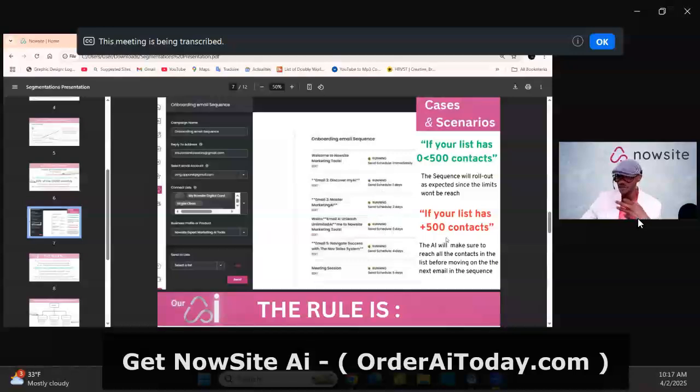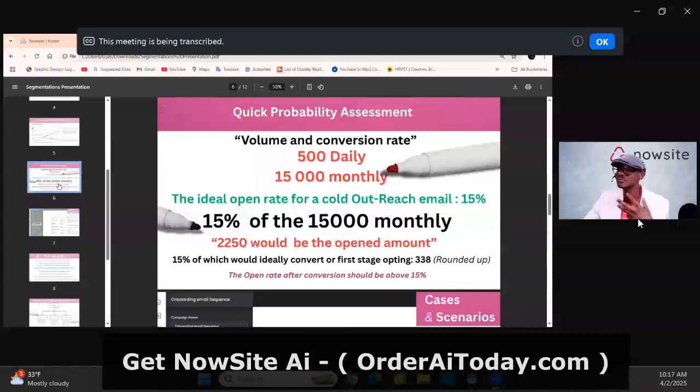When the list is over 500, then what the AI will start doing, since it is bound by these daily limits of 500, is cover your list segment by segment, meaning 500 at a time in this case. The term segmentation can be used all over the place. It has to do with breaking apart or slicing apart a bigger whole.